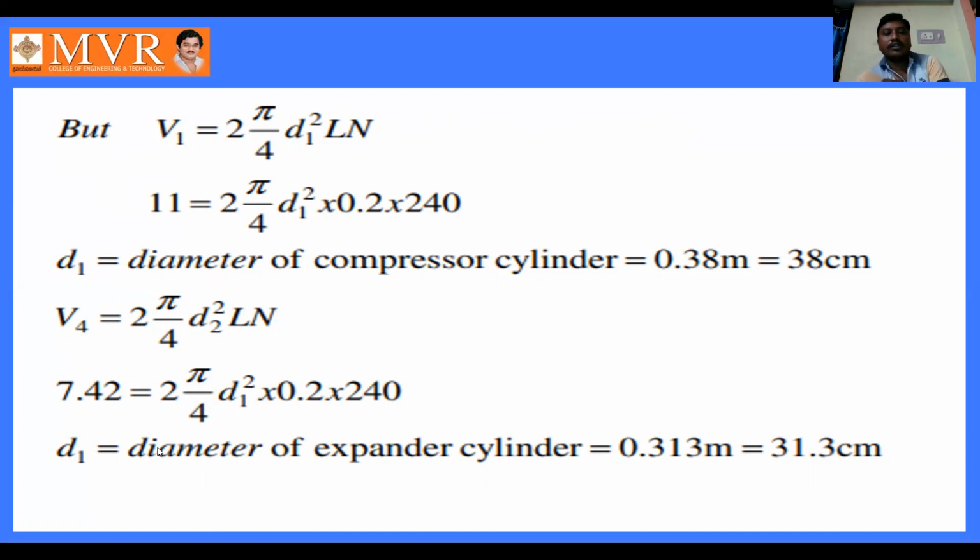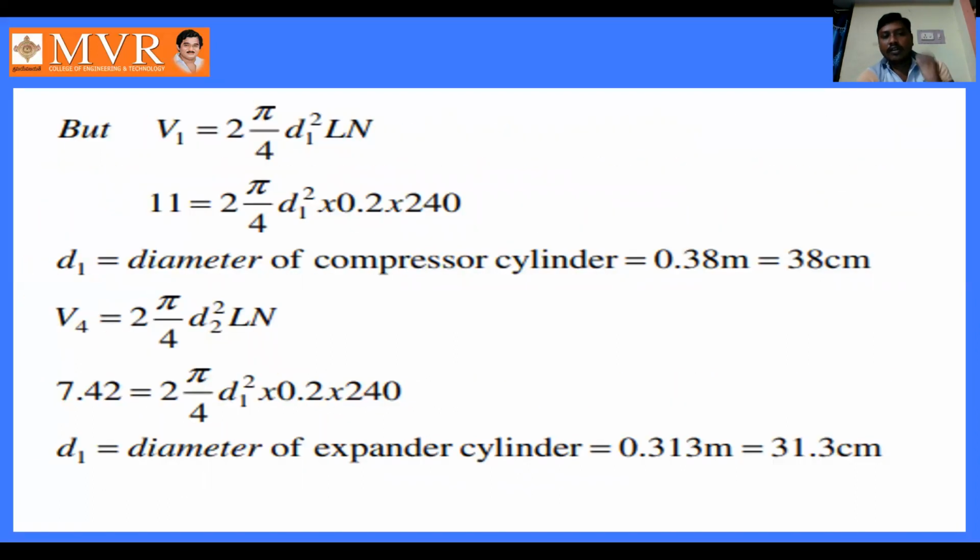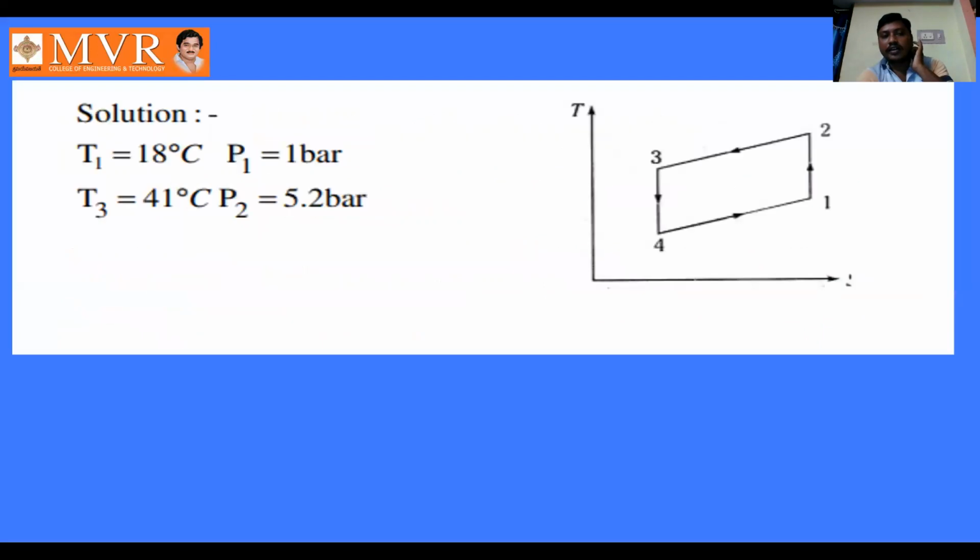Hence we have got the D2 value, the diameter of the expanded cylinder, as 0.313 meter. We have converted this into centimeters, 31.3 centimeters. This is what we have calculated here.